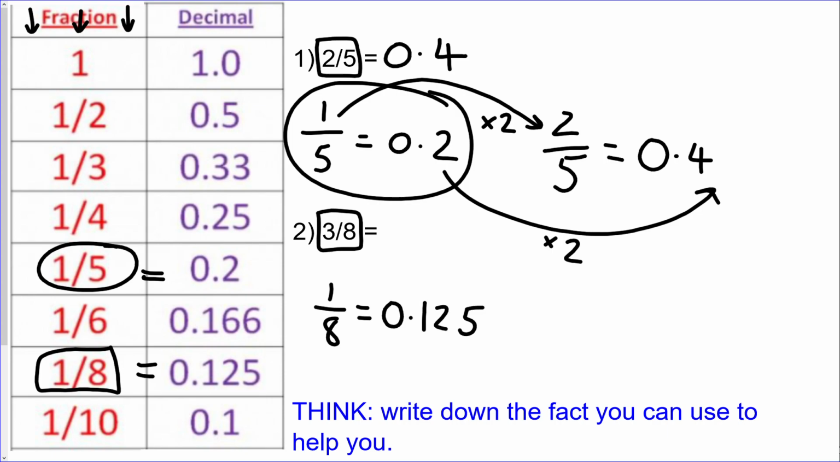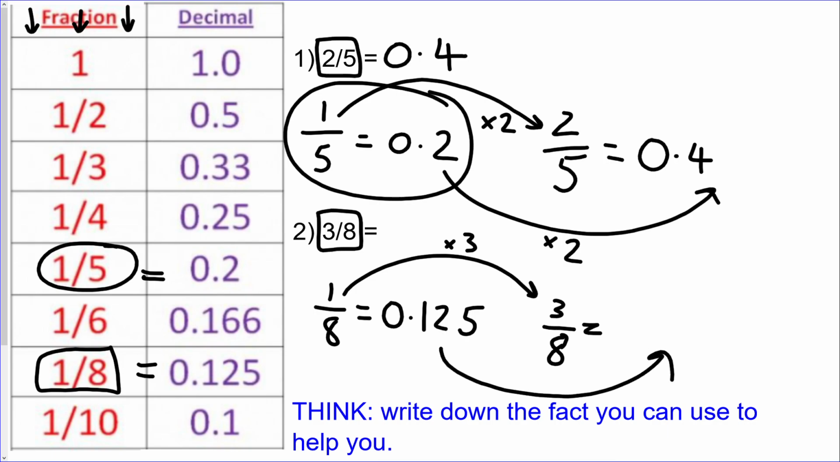If I then want to get to 3/8, which is what our question asks, how would I get from 1/8 to 3/8? We should all be able to see that to get from 1/8 to 3/8, we times by 3. Because we've got to times 1/8 by 3 to get to 3/8, we now have to times the equivalent decimal by 3 to get to 3/8.